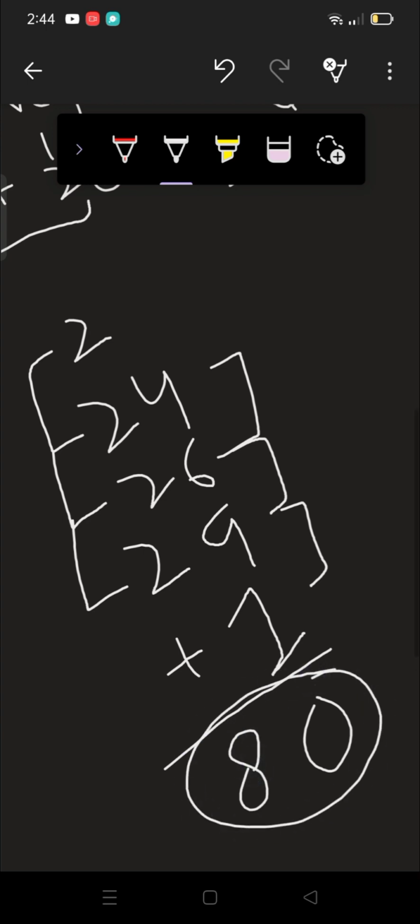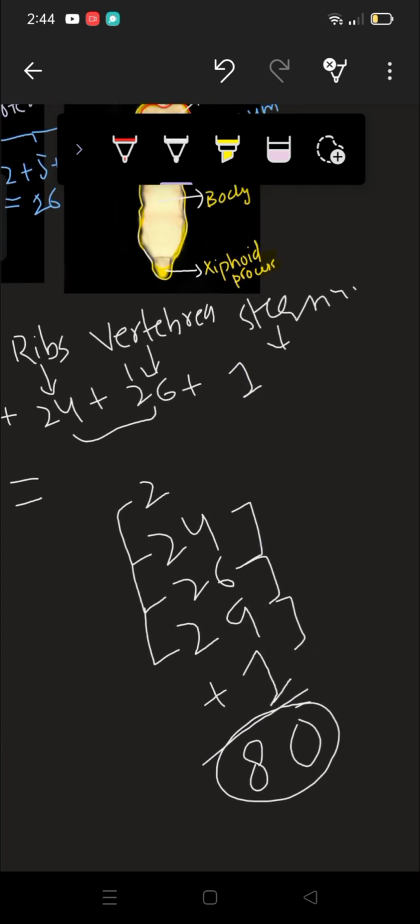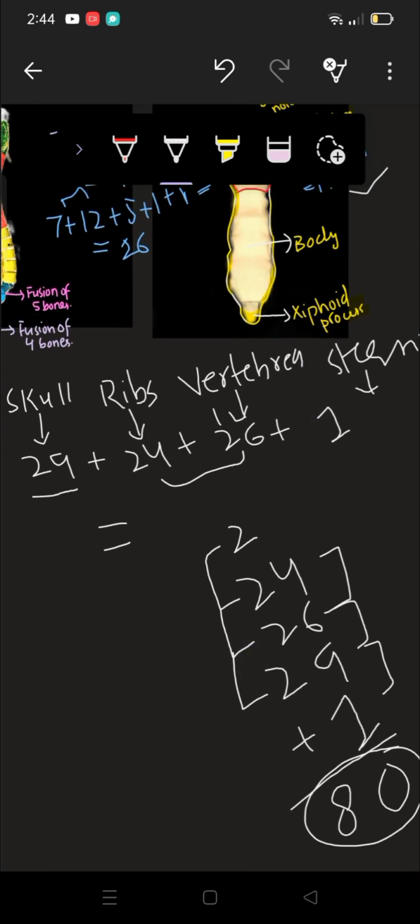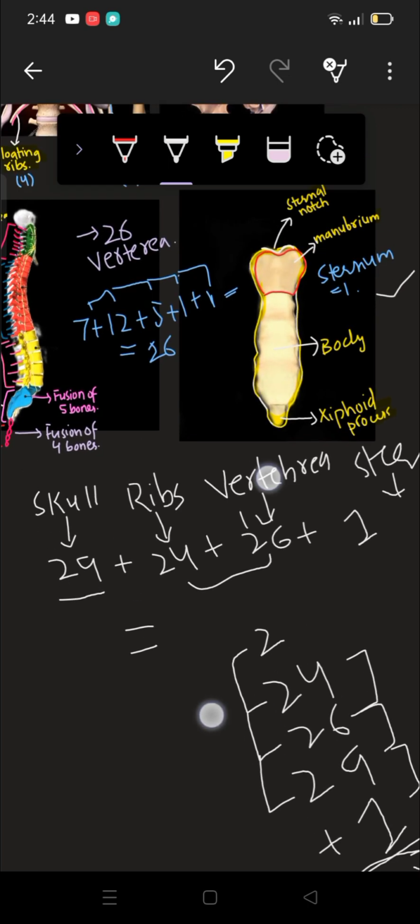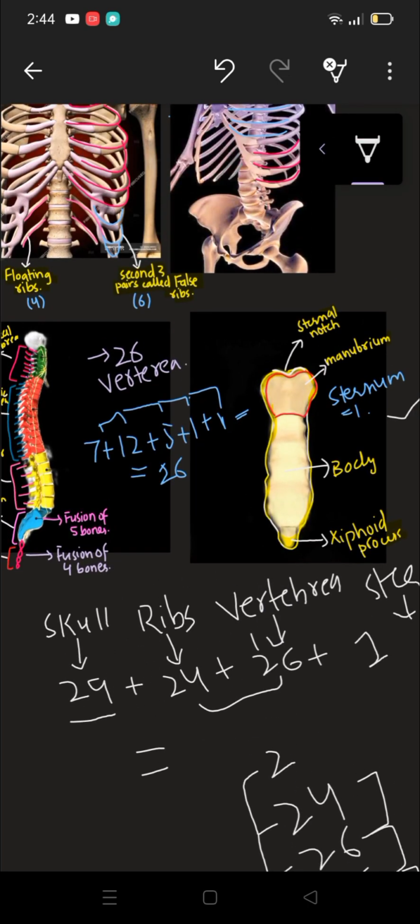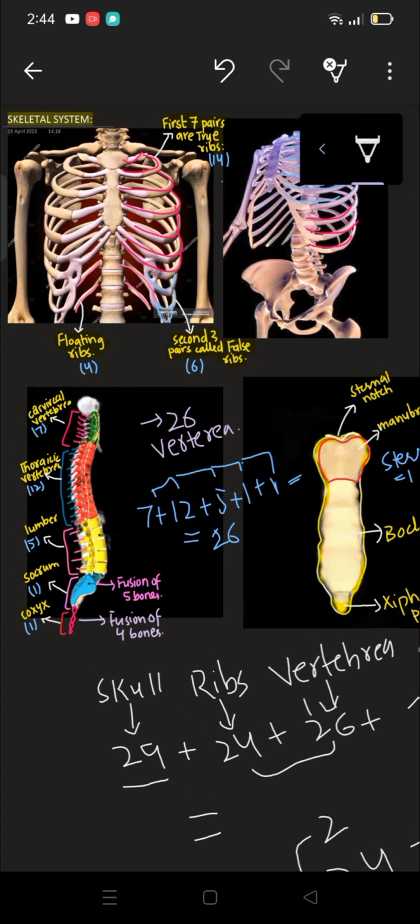As you can see, we have verified that we have 80 bones, not in our whole skeletal system but in the axial skeletal system. Skull has 29 bones, ribs have 24 bones, vertebral column has 26 bones, and sternum is only a single bone. When we counted all these bones, we got our number, which is 80. We discussed in our previous lecture that the axial skeletal system is composed of 80 bones, and today we have verified that as well.